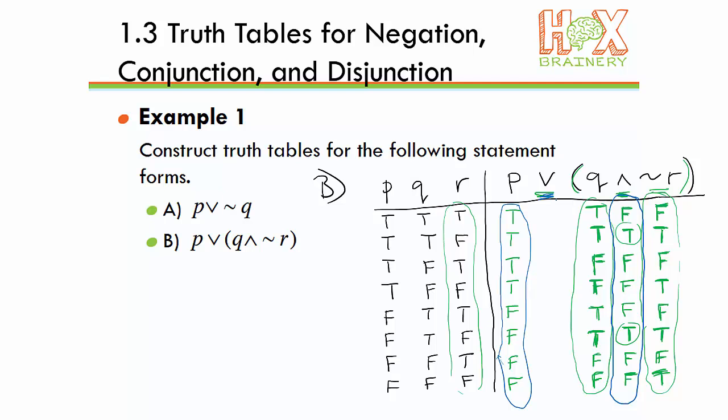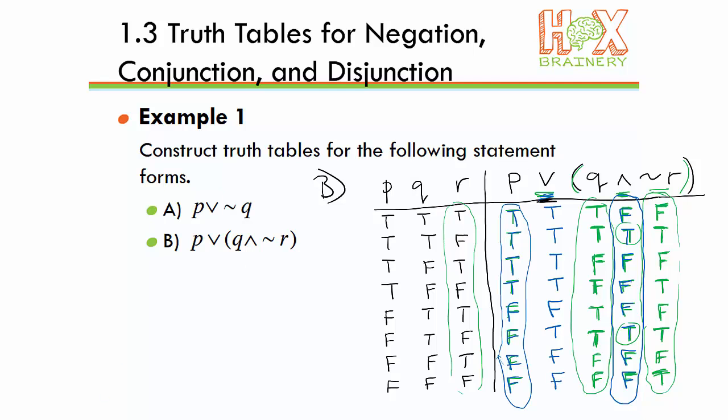And the disjunction, just one of the sides has to be true. So in the first case, we've got true or false, that's true. Second case, we've got true or true, that's true. Third case, true or false, that's true. Fourth case, true or false, that's true. Fifth case, false or false, that's false now. Sixth case, false or true, that's true. Seventh case, false or false, that's false. And in the last case, false or false, that is false.